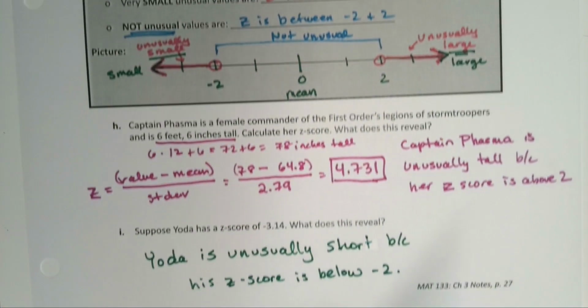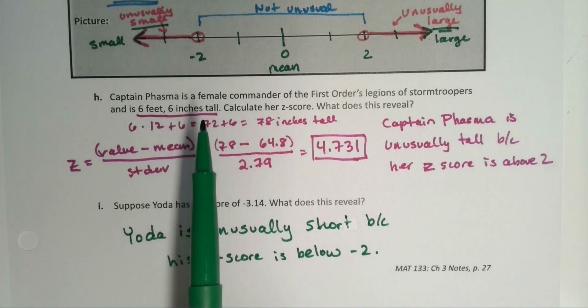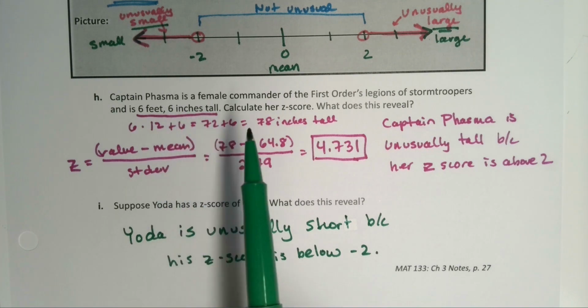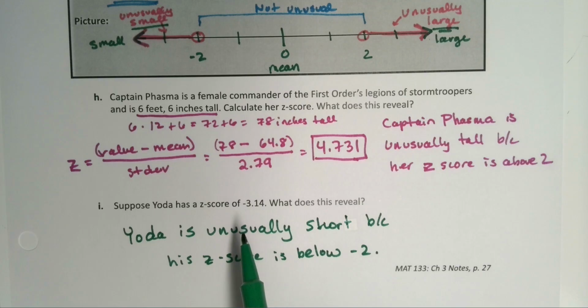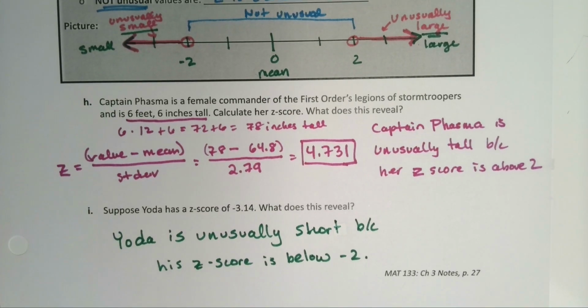The only person that was unusually tall that we know of is Captain Phasma, and the only person that was unusually short is Yoda, because their z-scores were not between negative 2 and 2.